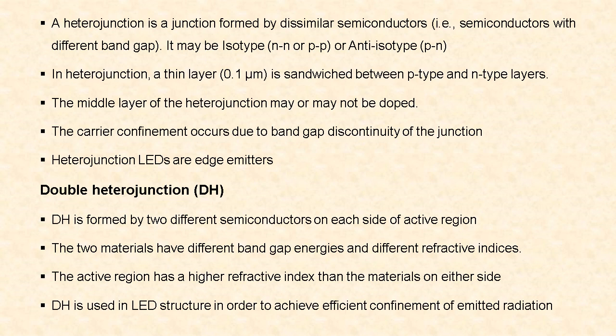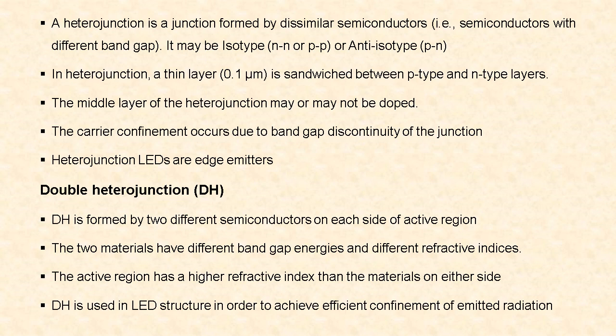In heterojunction, a thin layer of 0.1 micrometer is sandwiched between P-type and N-type layers. The middle layer of the heterojunction may or may not be doped. Here, the carrier confinement occurs due to band gap discontinuity of the junction. These heterojunction LEDs are edge emitters, that is, the light is emitted from the edge of the LEDs.